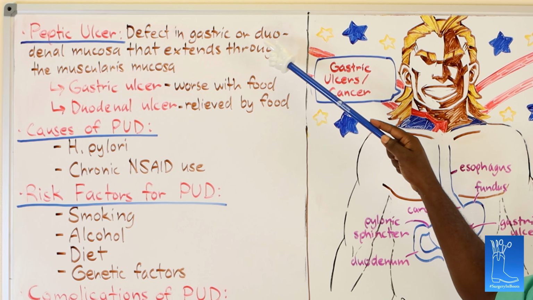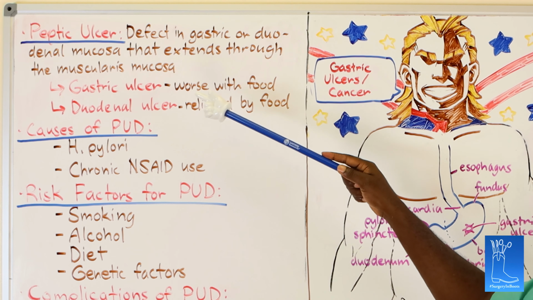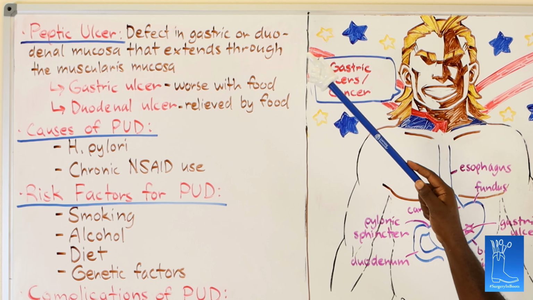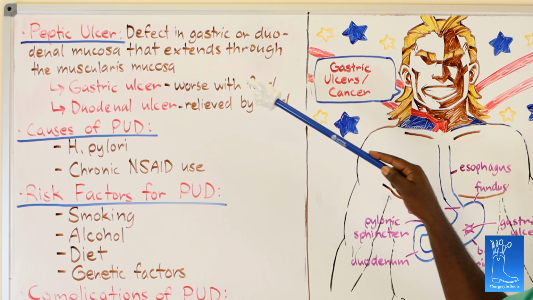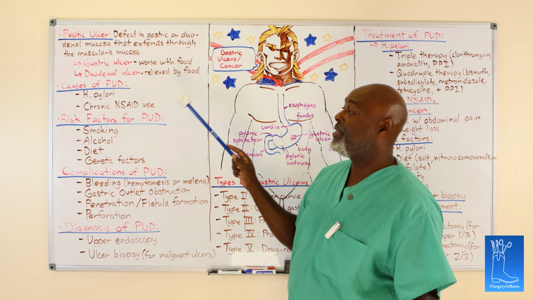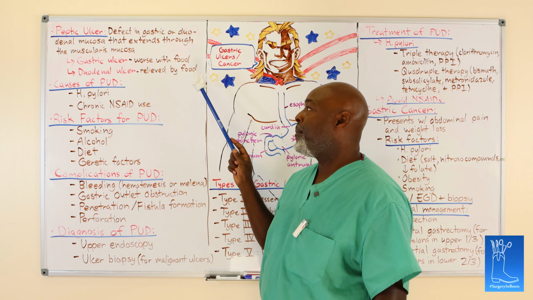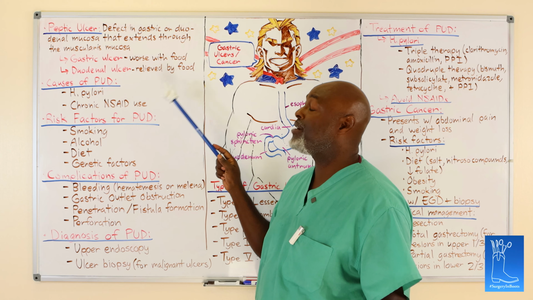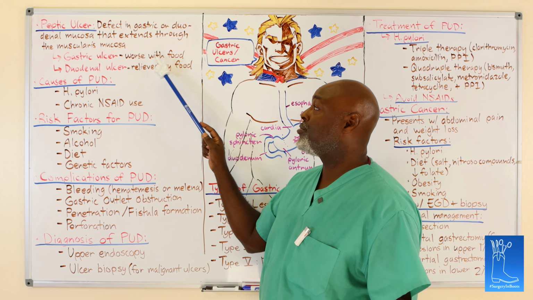Peptic ulcer: a defect in the gastric or duodenal mucosa that extends through the muscularis mucosa. That essentially means that it's something that is not superficial. Separated into 2 types: gastric, stomach, and duodenal, small intestine. Gastric ulcers are worse with food. Duodenal ulcers are traditionally relieved by food, but this can be broken down more, and distal gastric ulcers are relieved by food versus gastric ulcers are worse with food.